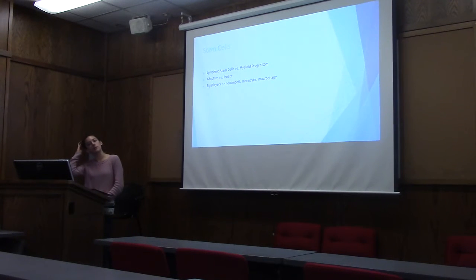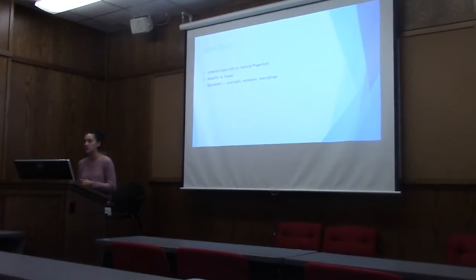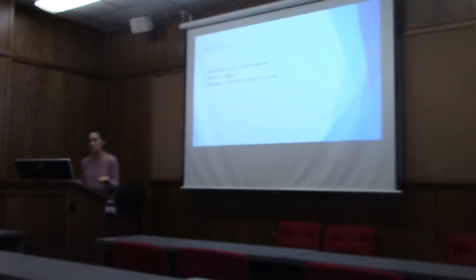So stem cells. Stem cells are basically like the umbrella cells, right? They can become anything. The two that you need to know are lymphoid stem cells and myeloid progenitors. So lymphoid stem cells are important for our adaptive immune system, and myeloid progenitors are important for our innate immune system. What's the difference between our innate immune system and adaptive immune system?